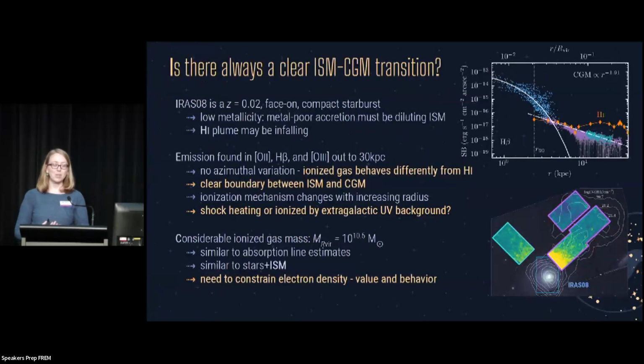I'll leave you with my summary slide and ask the question, is there always this clear ISM-CGM transition? We don't know. We need more observations. And we also need to constrain the electron density in order to get a better mass estimate.